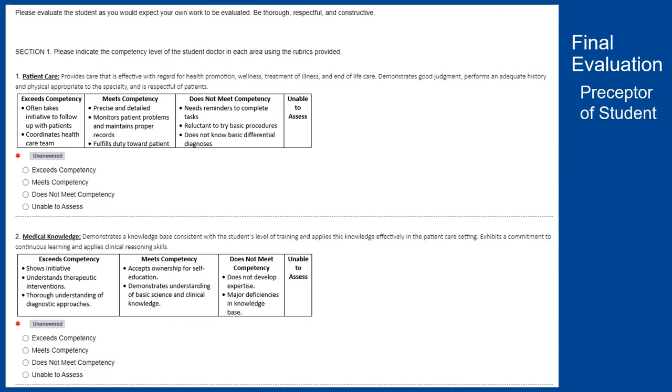Does the student demonstrate a knowledge base consistent with the student's level of training? And do they apply this knowledge effectively in the patient care setting? Do the students exhibit a commitment to continuous learning? And do they apply clinical reasoning skills?